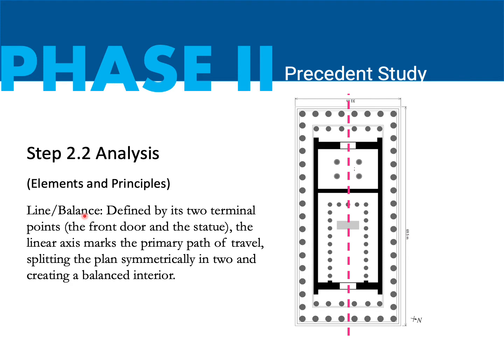Defined by its two terminal points, the front door and the statue, the linear axis marks the primary path of travel, splitting the plan symmetrically in two and creating a balanced interior.